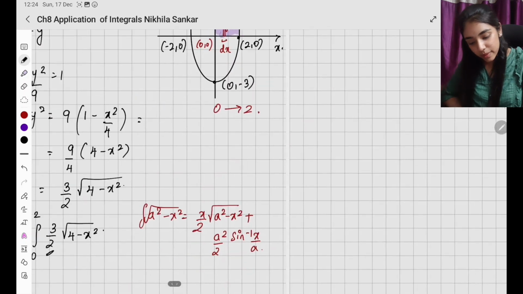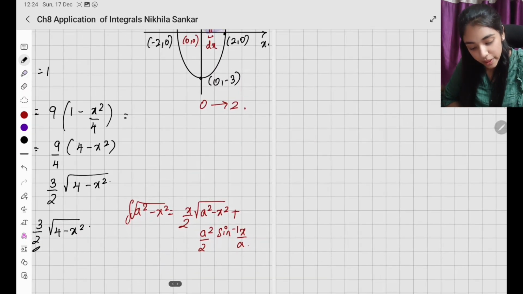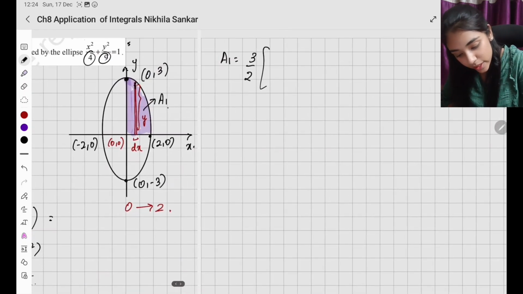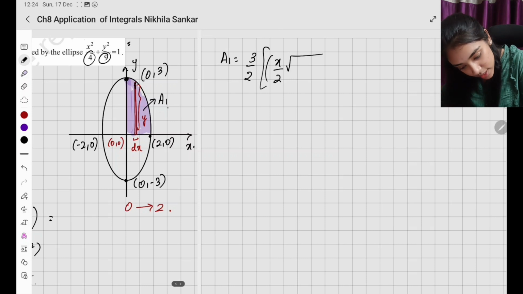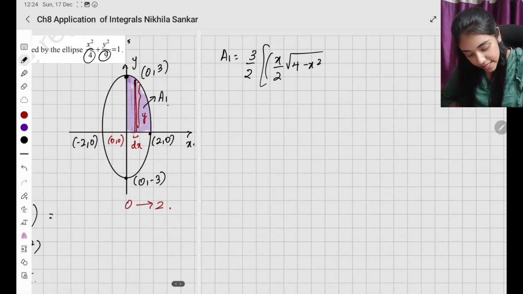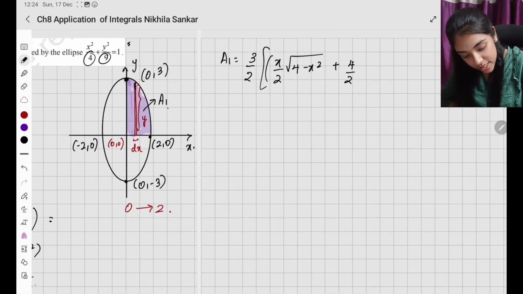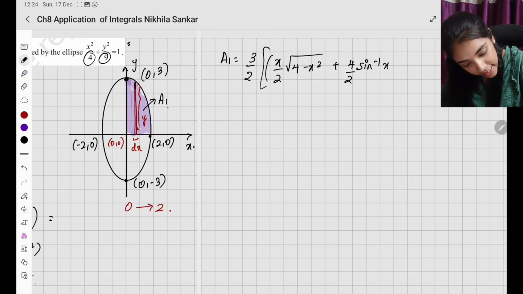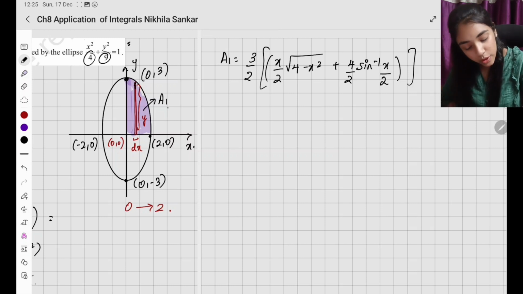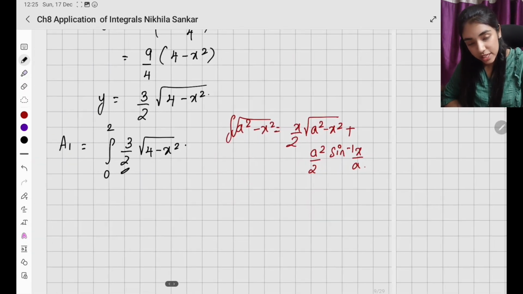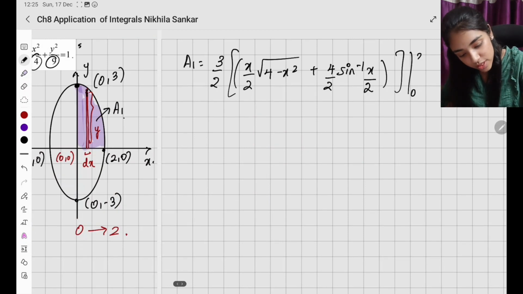I'm going to open a bigger bracket and I have x by 2 square root of a square minus x square. So I have x by 2 square root of 4 minus x square plus a square divided by 2. A square is 4. So 4 divided by 2 times sine inverse of x divided by a. So this is what I have inside and the definite integral is going to be from 0 to 2. இல்லையா? So 0 to 2.